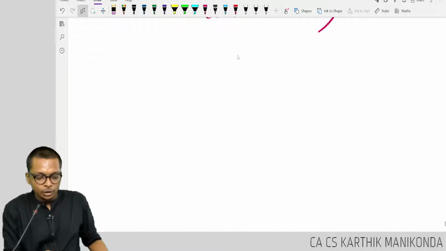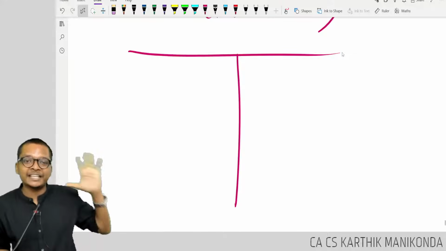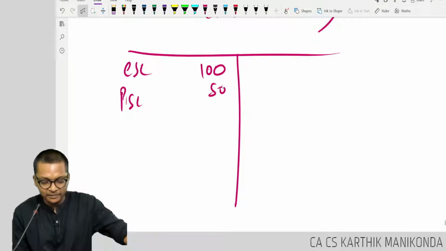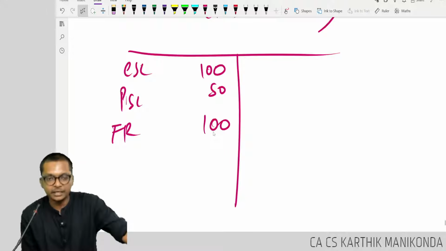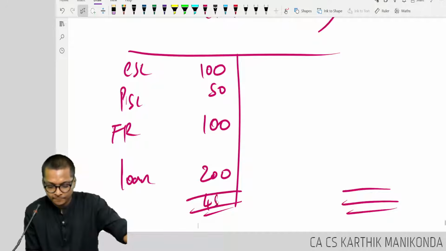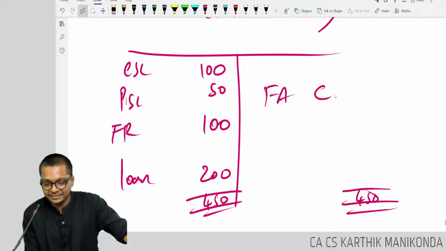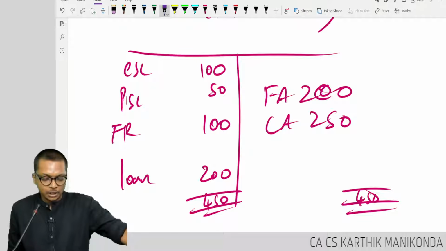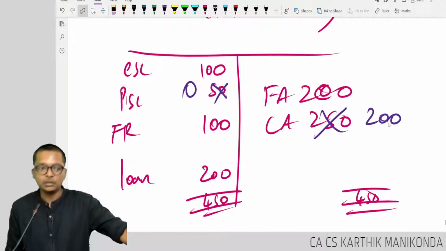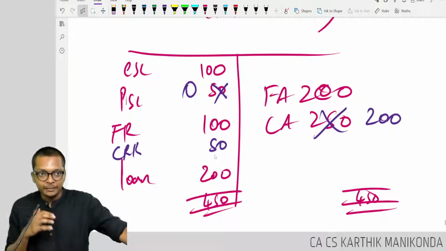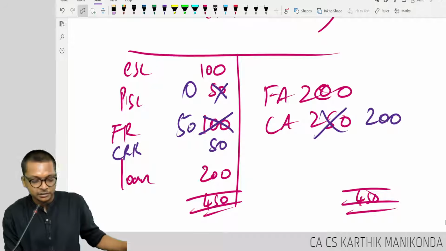Now, same example, you tell me how much to transfer to CRR. Equity share capital 100, preference share capital 50, free reserves 100, loan 200. What's the balance sheet total? 450. Assume fixed assets is 200, current assets is 250. Now I am repaying preference shares, so 250 became 200. How much will I transfer to CRR? 50. I am locking my ability to spend in the future. So this 100 becomes 50.